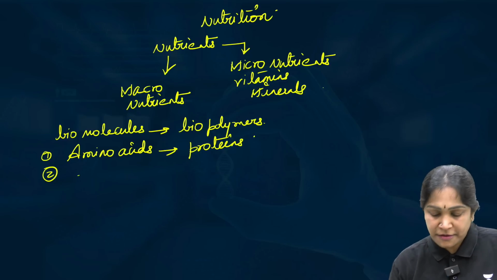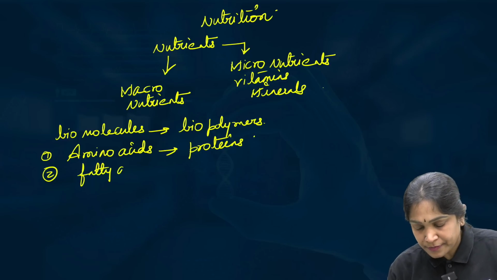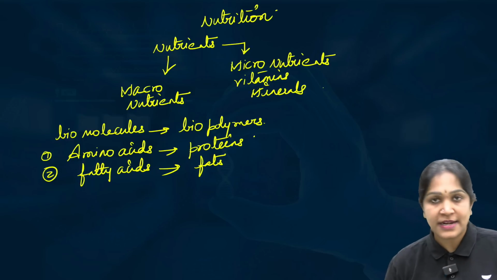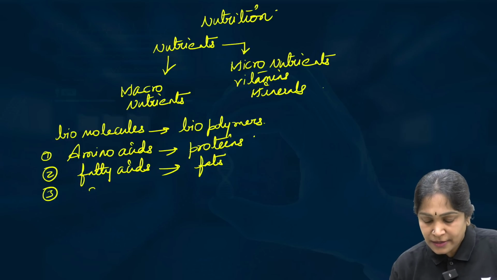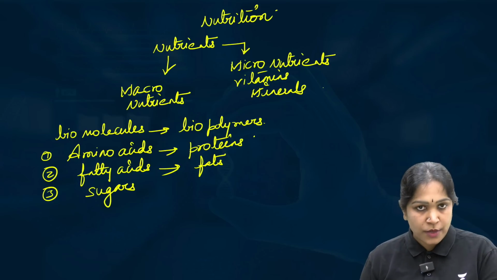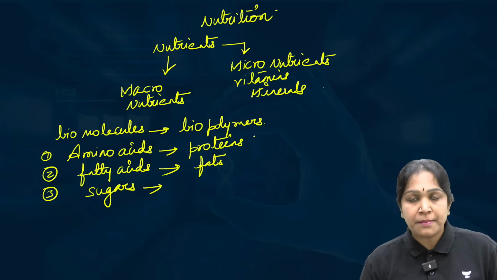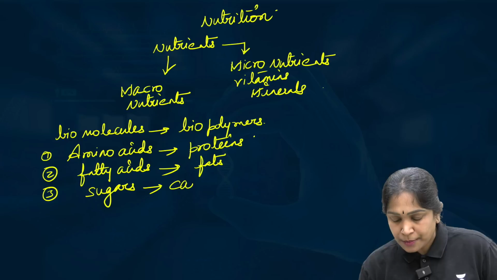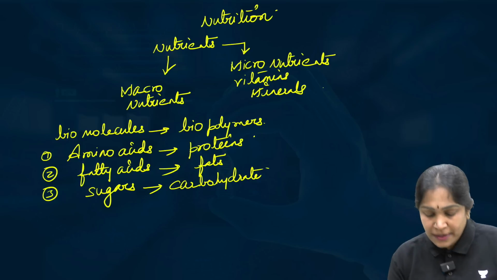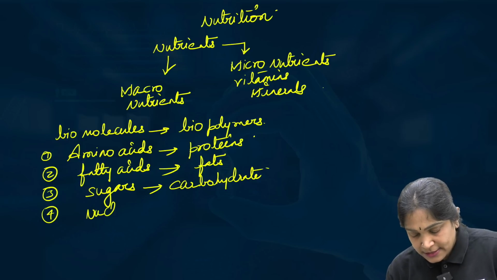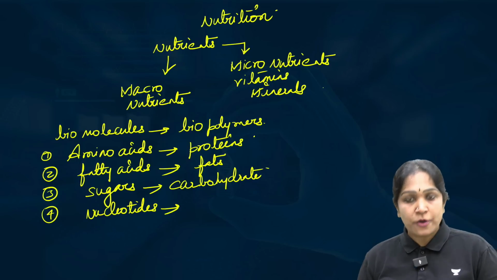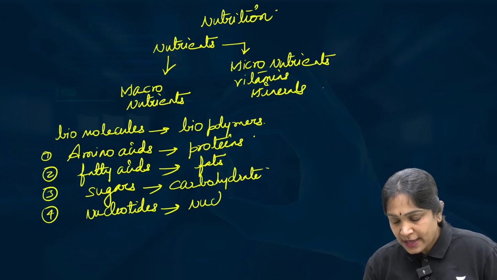The second one being fatty acids. They are the building blocks of different types of fats. And the third one, sugars. Sugars are the third type of biomolecules and they form the biopolymers called carbohydrates. And the fourth one being nucleotides. Nucleotides are the biomolecules and the associated biopolymers are nucleic acids.